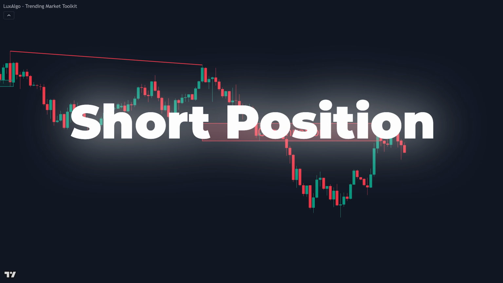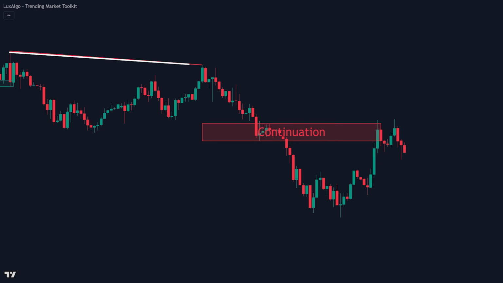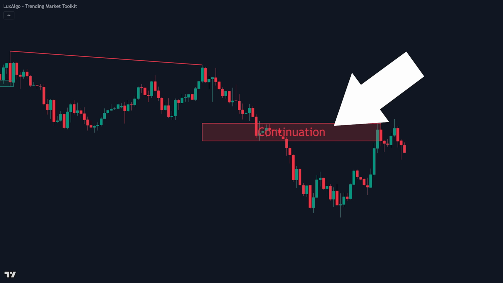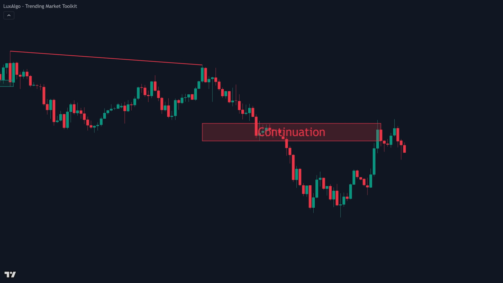Now for a short position, it's going to be the opposite. As you can see from the chart, we have a downward sloping trend line indicating a continuation of bearish momentum. Rule number 1 is that the indicator must show a red continuation zone. Rule number 2 is to see price retest the continuation zone. Rule number 3 is to see a clear bearish rejection at the continuation zone.